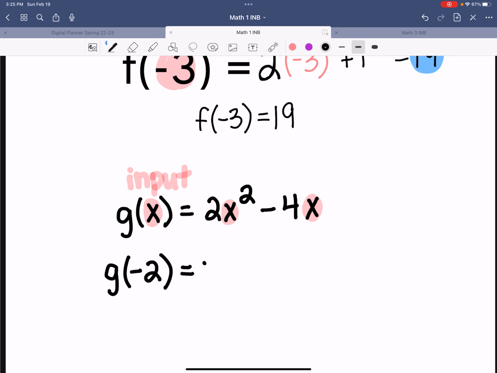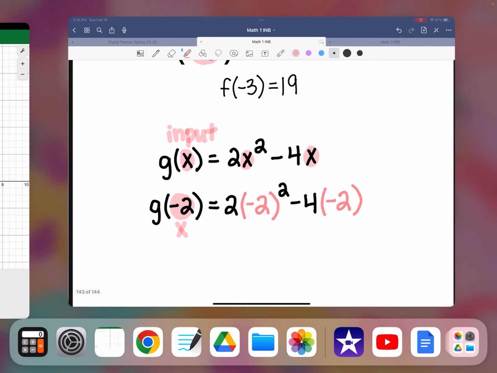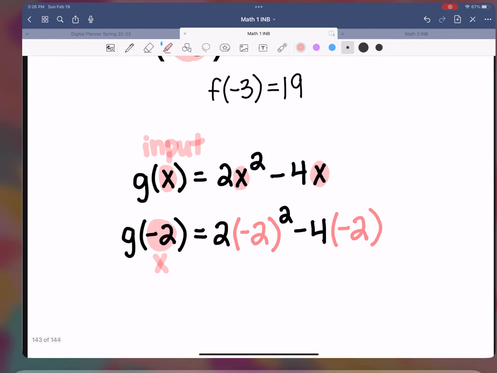So wherever we see x, we're going to put in -2 in that spot. So we're going to put -2 here. Make sure we square it. -4, and then -2 again. So everywhere you see an x, that is your input value of -2 that you're going to put in. So this is the x that we're substituting. So you can go plug that in Desmos if you need to.